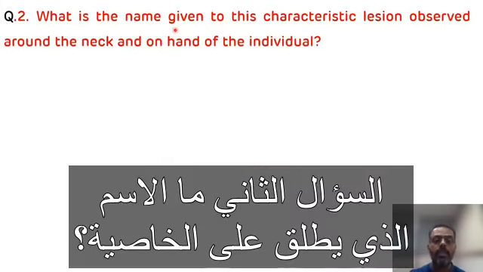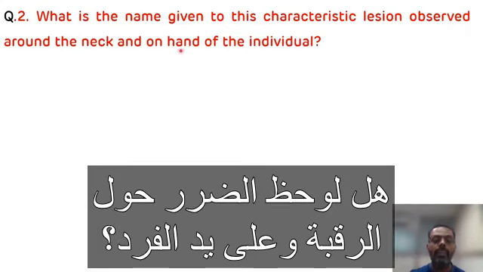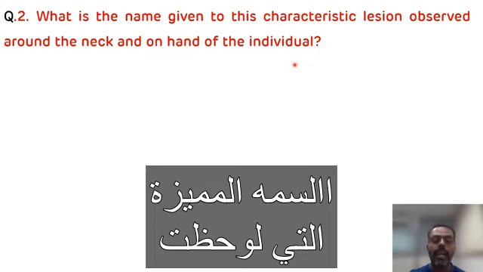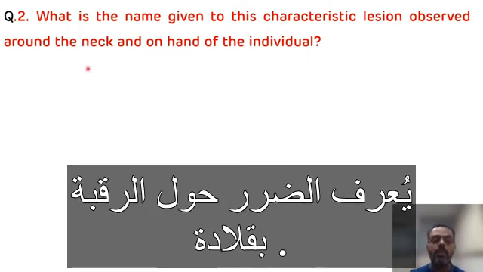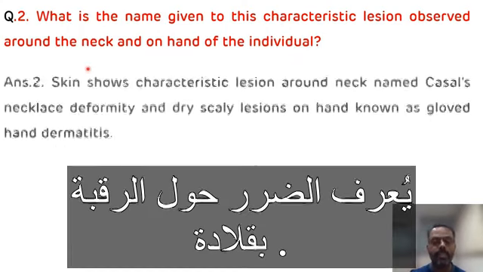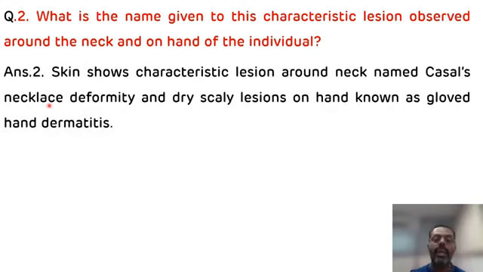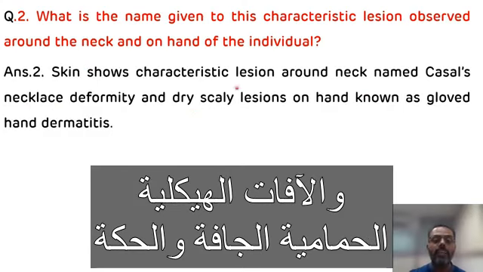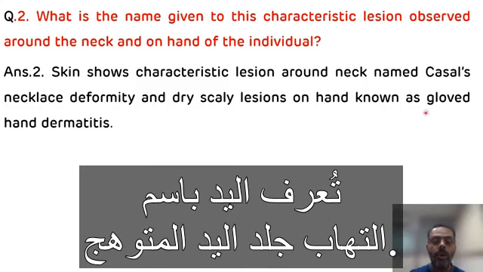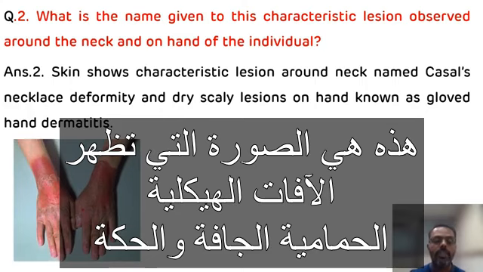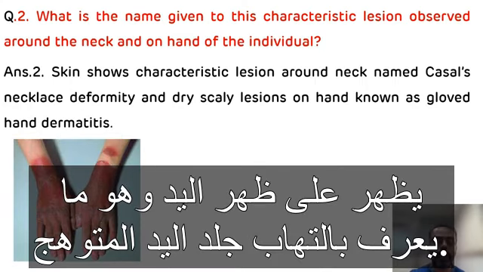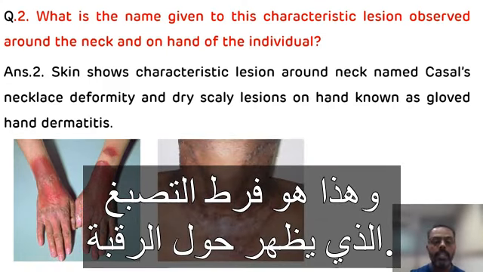The second question is, what is the name given to the characteristic lesion observed around the neck and on the hand of the individual? The characteristic lesion observed around the neck is known as Casal's necklace, and the dry, itchy, erythematous scaly lesions on the hand are known as glove hand dermatitis. This picture shows the dry, itchy erythematous skin lesions seen on the dorsum of the hand, known as glove hand dermatitis, and this is the hyperpigmentation seen around the neck.